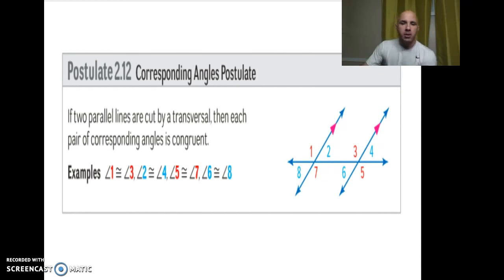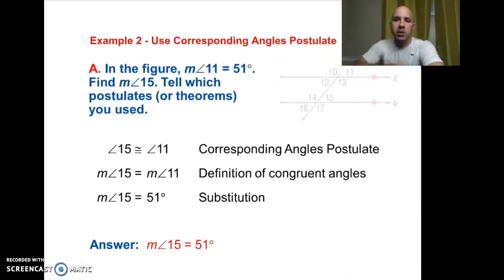Key concept is corresponding angles. Now, if you have two parallel lines, the corresponding angles will always be congruent. Again, they have to be parallel lines, and the corresponding angles will be congruent. Let's take a look at example 2.